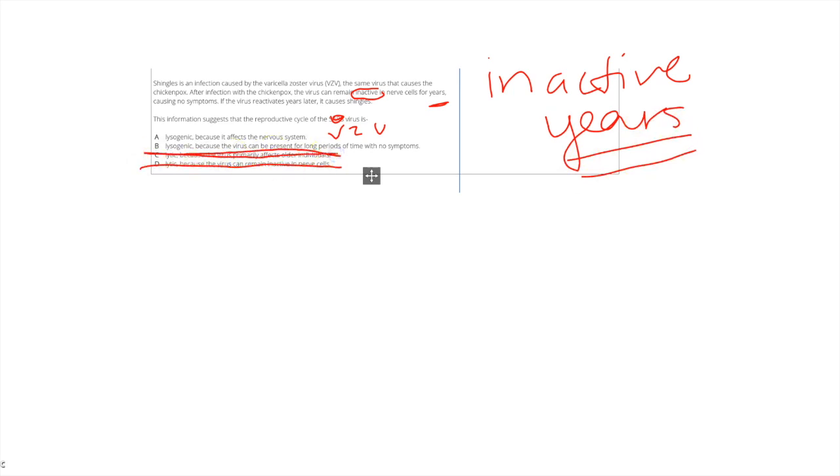Now let's read. Lysogenic because it affects the nervous system. Lysogenic has nothing to do with your nervous system, so it's not A. B, it says lysogenic because the virus can be present for long periods of time with no symptoms. Perfect. That's that inactivity we were talking about. So your answer for that one is B.